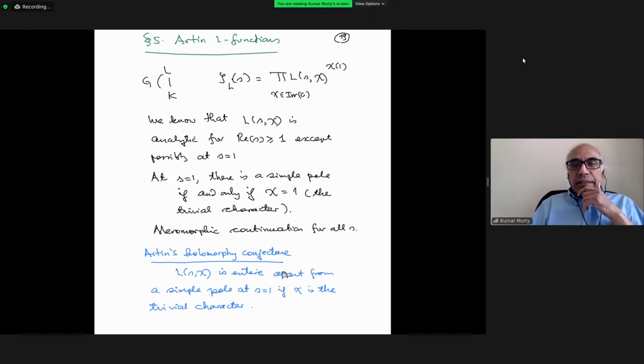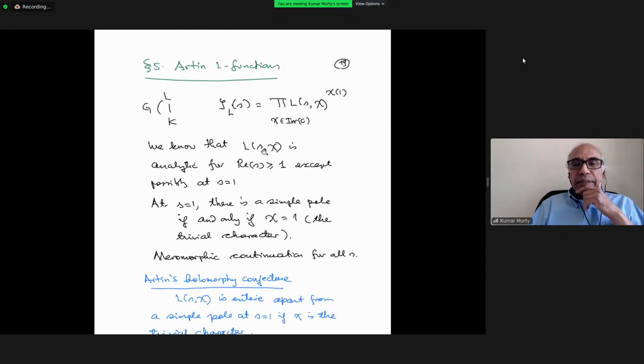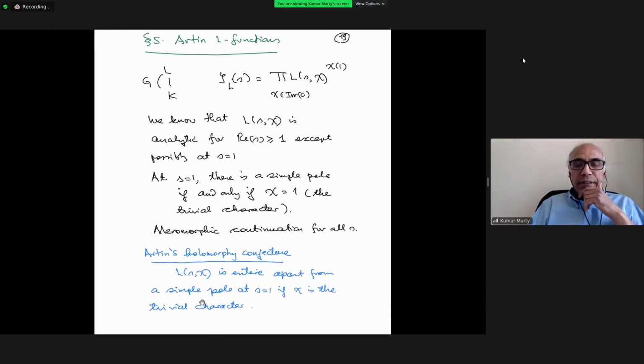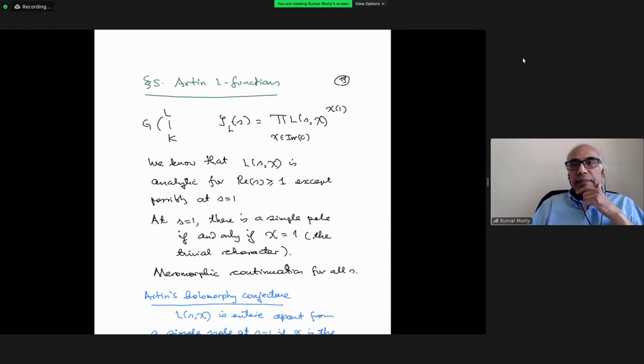The definition of Artin L functions is such that you don't actually require chi to be an irreducible character to define the L function. And in that case, you would say it's entire apart from a pole at s equals 1 of multiplicity equal to the multiplicity of the trivial character inside chi, in case chi is not irreducible.